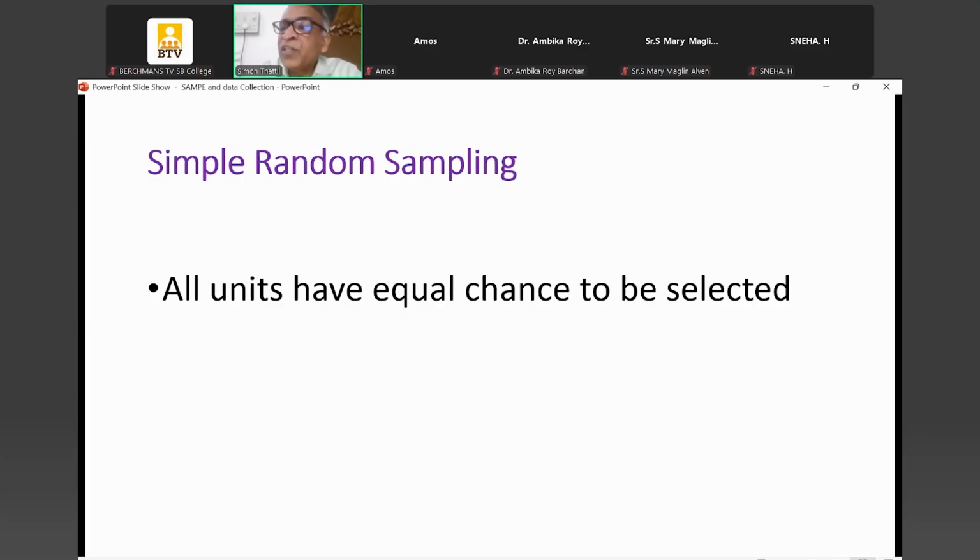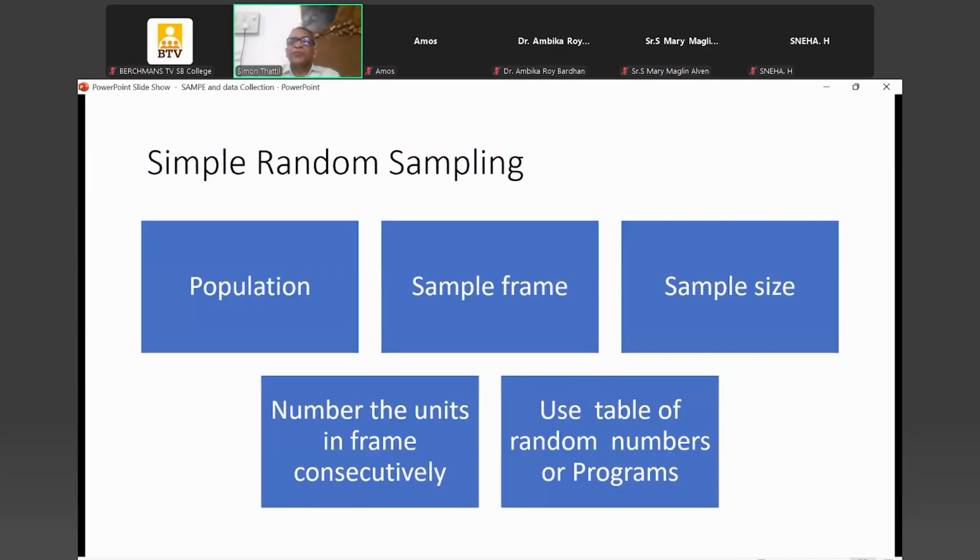If there are 500 customers or 50,000 customers, I put the 50,000 numbers consecutively from 1 to 50,000 and then I go by random numbers. That is called simple random sampling. So look at the process.